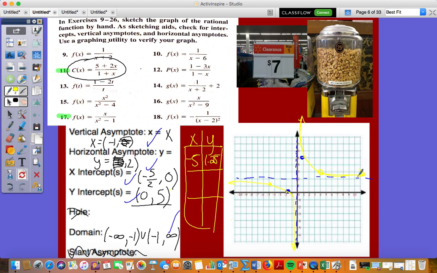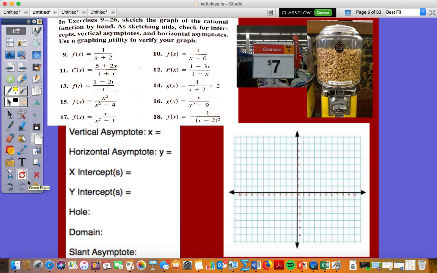Good question. Okay, go to number, what one did I say? 17. X over x squared minus 1. Make sure you factor the bottom first, okay? Factor the bottom first, and then find your characteristics, and then go ahead and graph it, okay? This one's a tough one. This one's a good one.